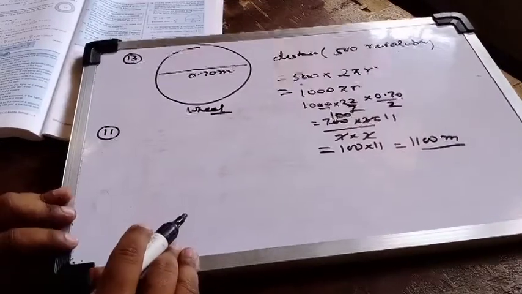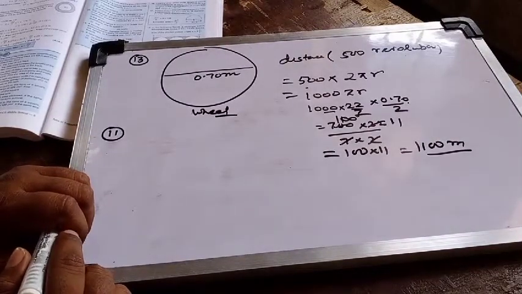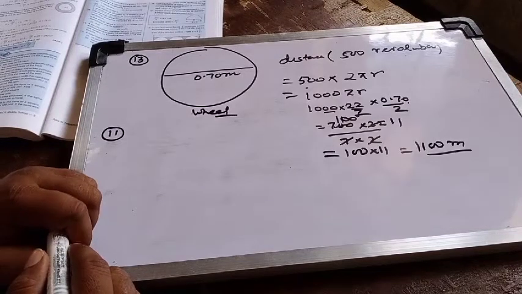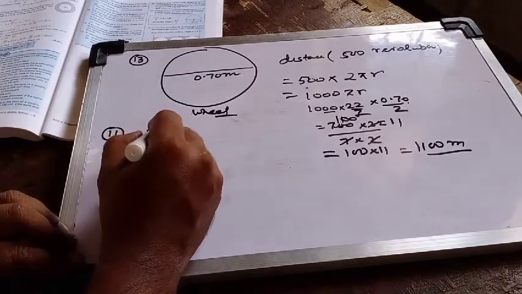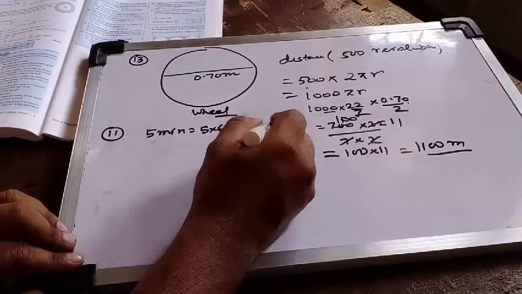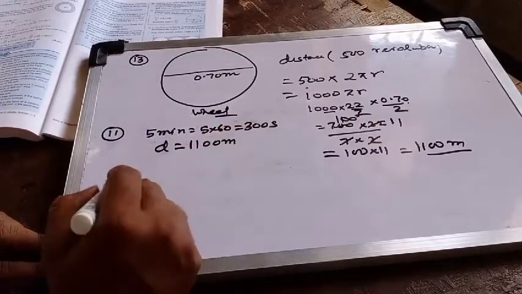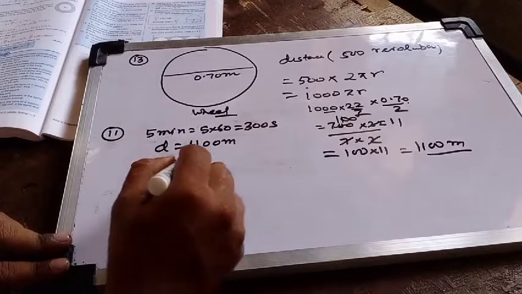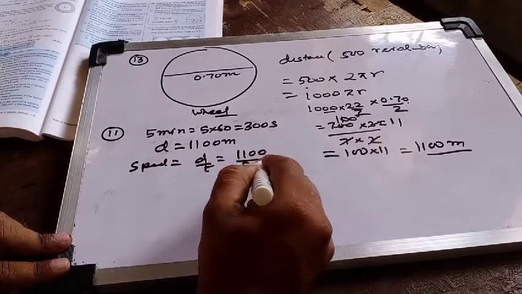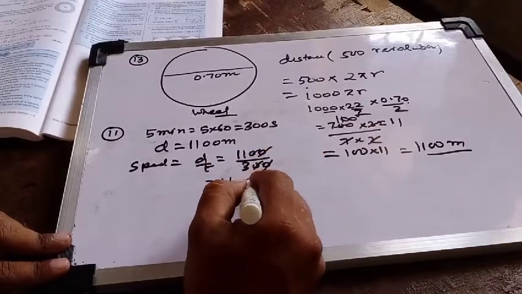The second part of the question says, if the time taken to complete 500 revolutions is 5 minutes, you have to find the speed in meter per second and then kilometer per hour. So 5 minutes means how much? 5 into 60. That is equal to 300 seconds. Distance is how much? 1100 meter. You have to find speed. So speed is equal to distance by time. That is equal to 1100 by 300. So 00 will be cancelled. Your answer will be 11 by 3 meter per second.